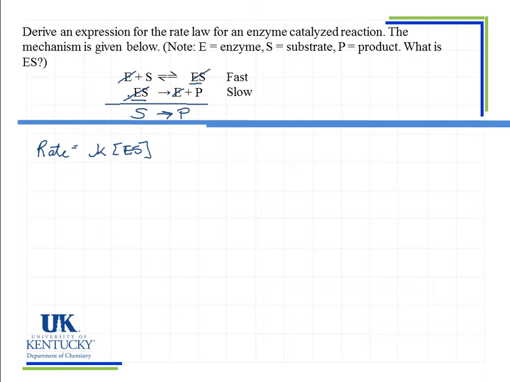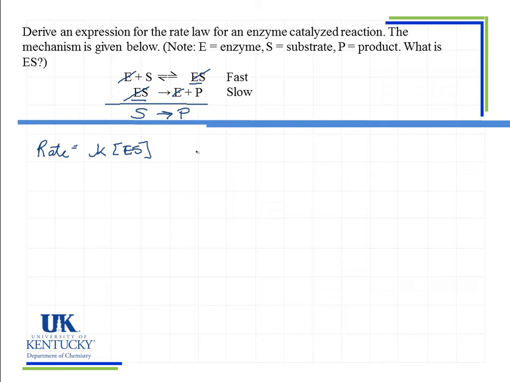Whenever the second step, which is the slow step, has an intermediate in that rate law, we can use a fast equilibrium that precedes it to replace that intermediate with actual reactants. So let's see how this is done.